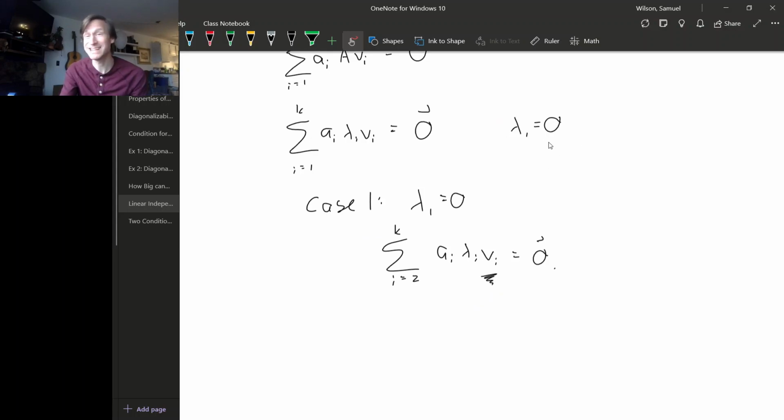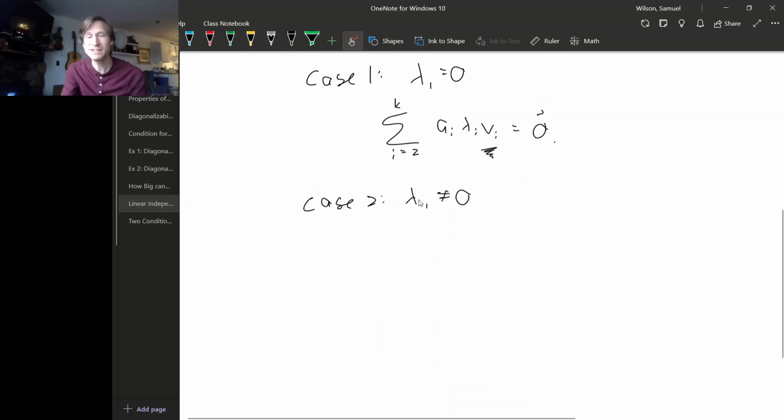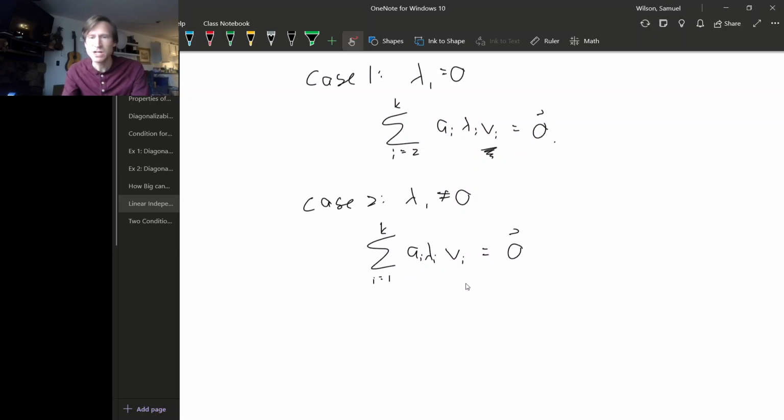What I'm going to show is that that's also possible if lambda 1 isn't 0. Okay, so case 2 is lambda 1 isn't 0. So in this case, we can take this sum from 1 to k of ai lambda i vi equal to 0. Divide both sides by lambda 1.